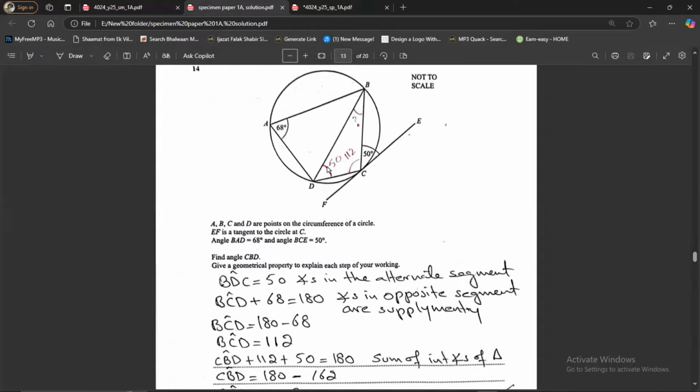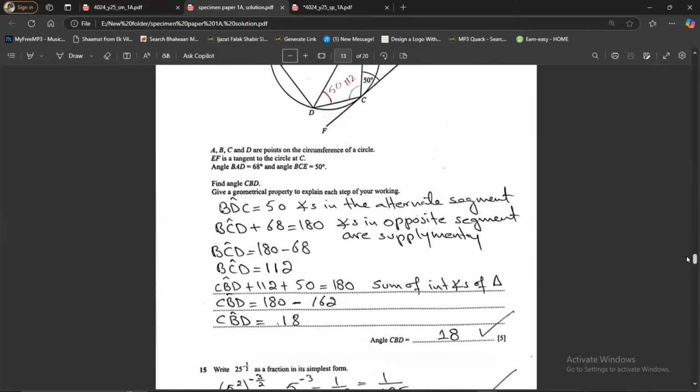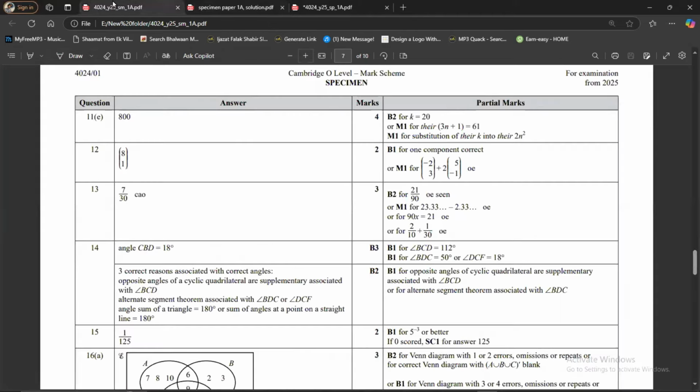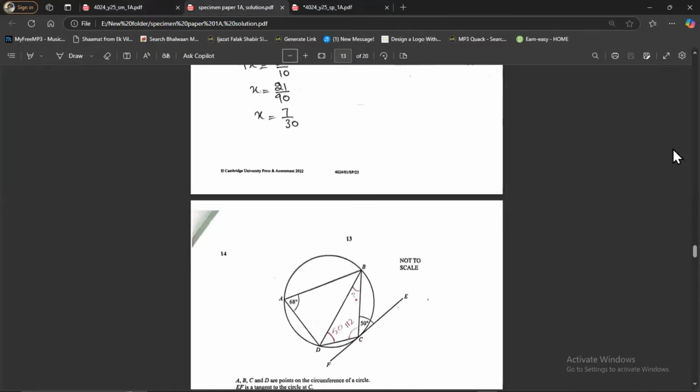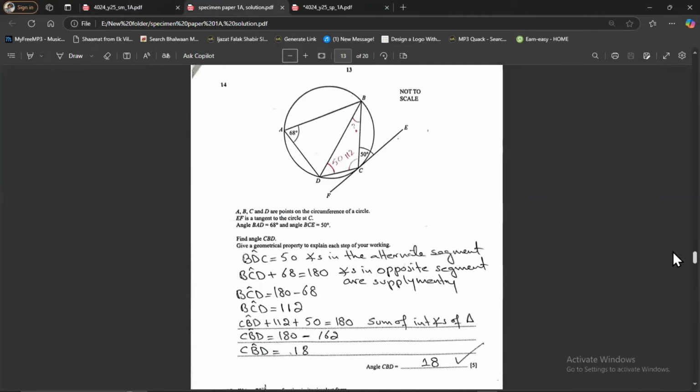Now, if I add 50, 112, and this angle, it will be equal to 180. The reason is the sum of the internal angles of a triangle. And from here, I can find the CBD. That will be 180 minus 112 minus 50. So it's 180 minus 162, and it will give you CBD equal to 18 degrees. So the CBD is 18 degrees, and you can see this answer is right. So this is how this question is done. Let me reduce the size so you can see the whole question together. This was a 5 marks question.